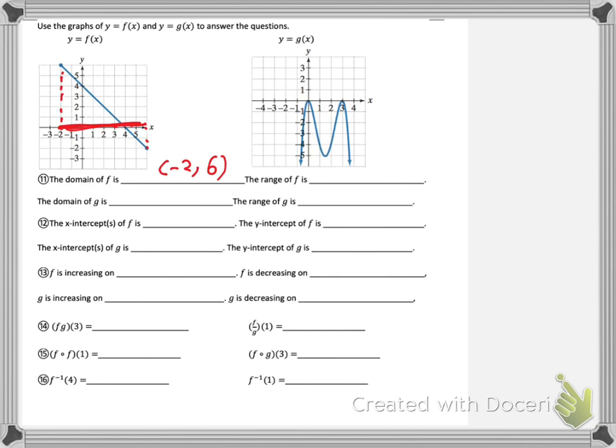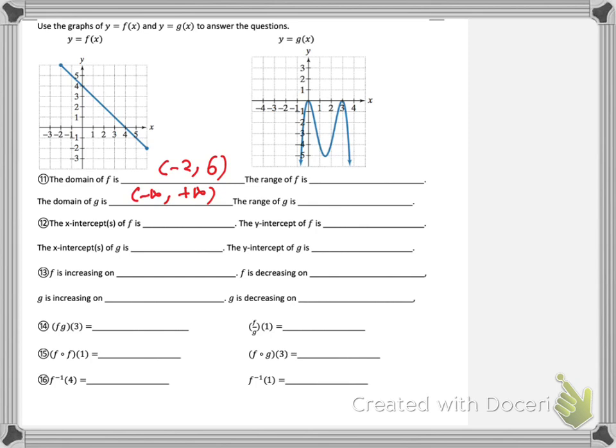So for the domain of g, we do the same thing. We project everything to the x-axis, but the arrows continue, which means it continues forever. When you project everything to the x-axis, you get the whole x-axis. So the domain of g is -infinity to +infinity. Domain is on the x-axis.